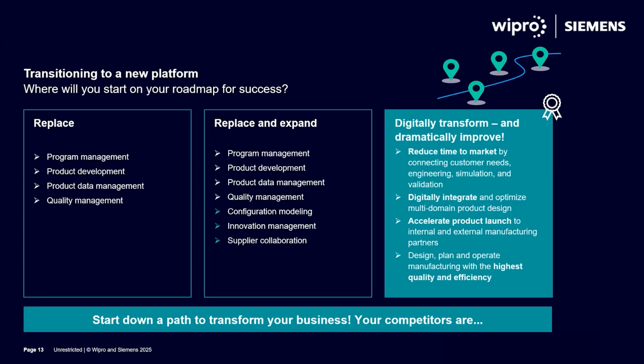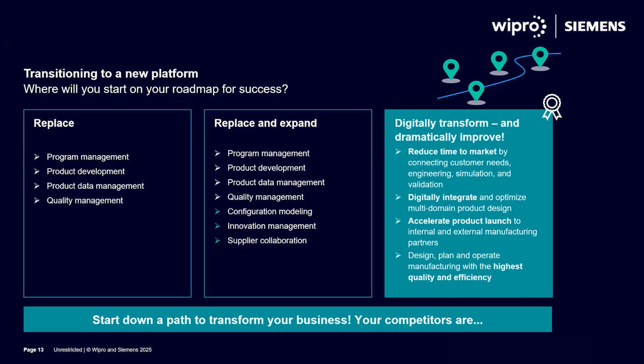Once the decision is made to move away from an end of life platform to a new PLM platform, the next step is to immediately begin planning the transition. You will need to determine the best path forward for your company. Here we are showing three options. The first option is to simply replace your as-is functionality in the new platform.